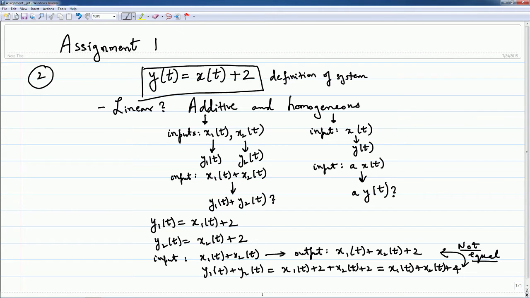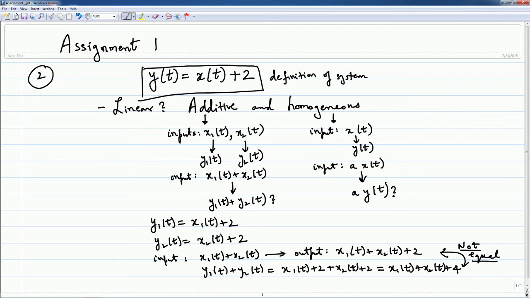Okay. So, this is the way to solve this problem, and for any other definition of the system that is given to you, which could be slightly more complicated than y of t equals x of t plus 2, you have to follow a very similar approach. You have to check additivity and homogeneity, and you have to use the input output relationship of the system and check whether it satisfies those properties or not.